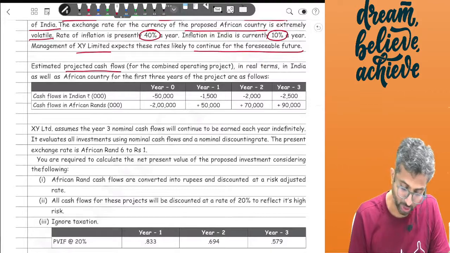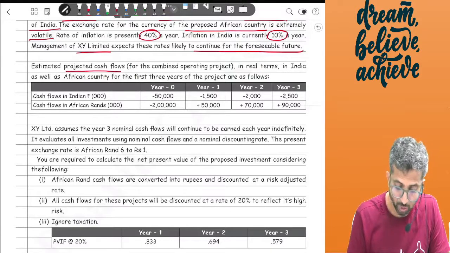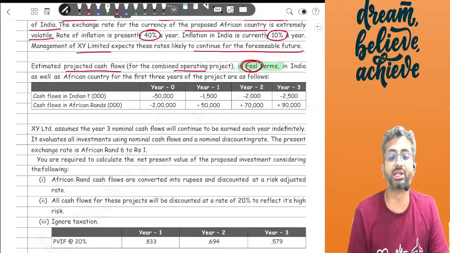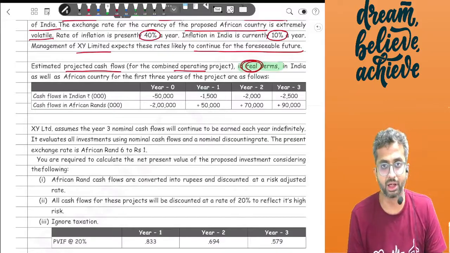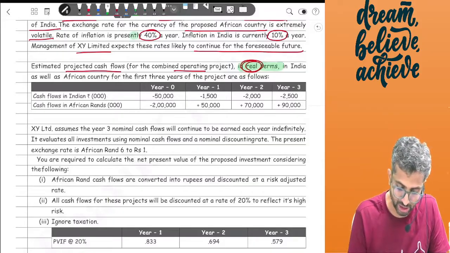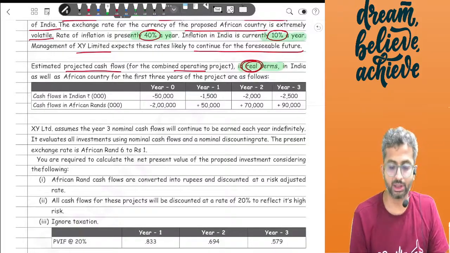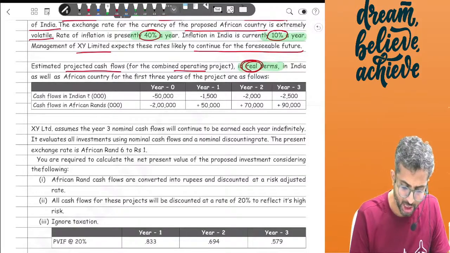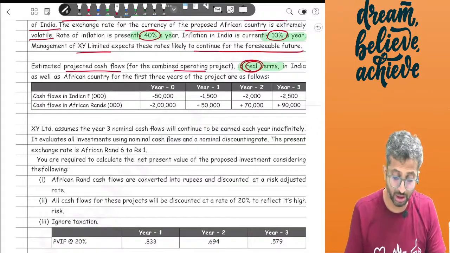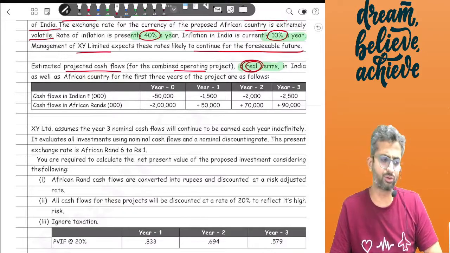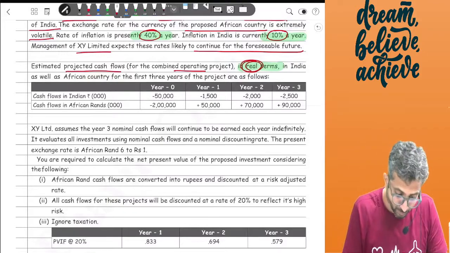Estimated projected cash flows, see what is given in the bracket for the combined operating project, in real terms. I would put this as important, which means: are these cash flows before inflation or after inflation? Sir, they are before inflation because they are real cash flows. But is there an inflation? Yes, 40% in Africa, 10% in India. In India as well as the African country, for the first 3 years are as follows. So over here, you have been given the real cash flows. They can either be discounted at the real rate, or you can convert them into nominal cash flows and then discount at the nominal rate.